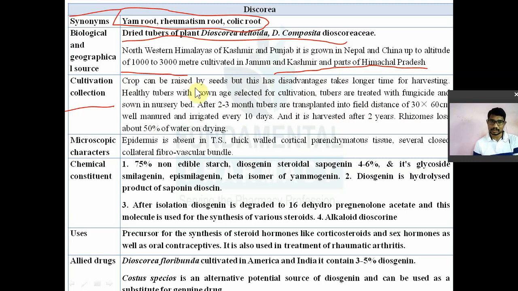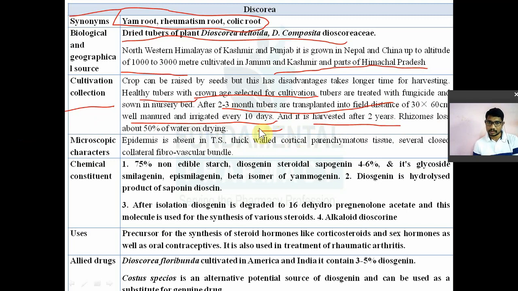Healthy tubers are used. It can be raised in two ways: either cultivated using seeds, or raised by tubers. उसका tubers भी आप लगा सकते हो या फिर seeds भी लगा सकते हो. Tubers are treated with fungicide first and then sown in the nursery bed. After 2-3 months the tubers are transplanted into the field at a distance of 30. Well manured, मतलब उसको खाद पानी अच्छे से, irrigated every 10 days, and it is harvested after 2 years.